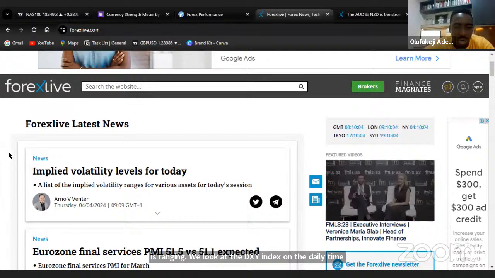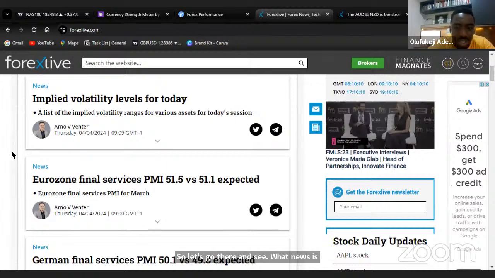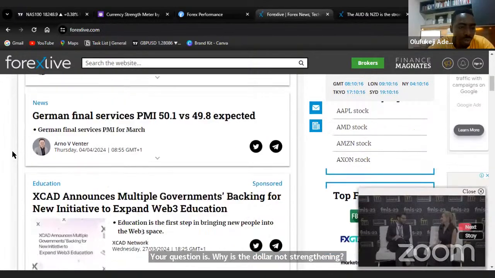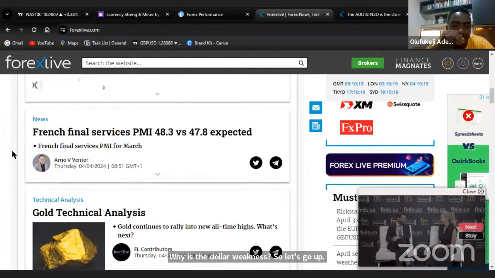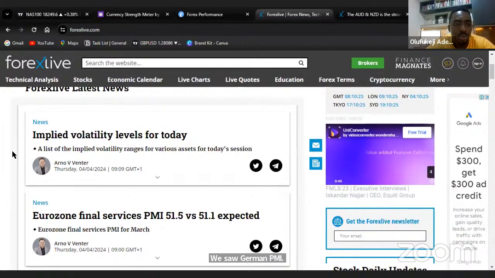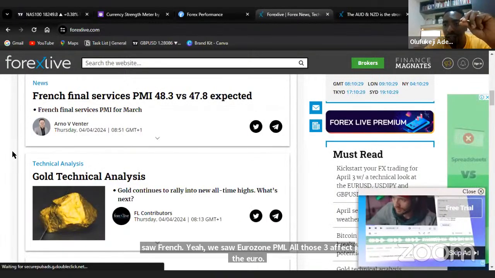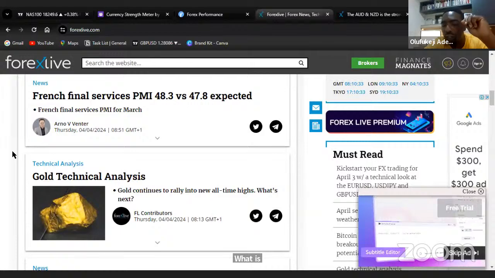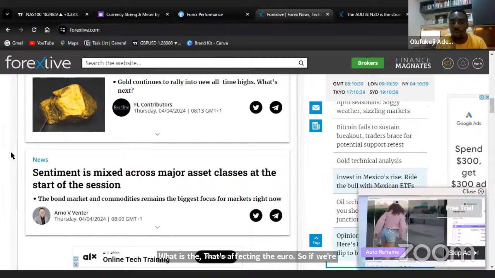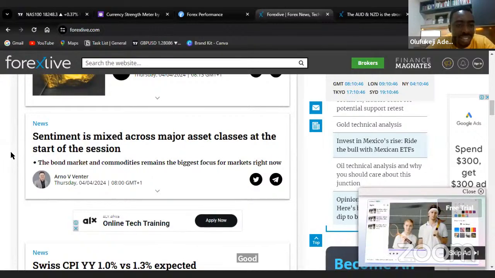So let's scroll down and see what news is saying about the dollar, because your question is about the dollar. Your question is, why is the dollar not strengthening? Why is the dollar weakening? So let's go up. Now, what are the headlines we're seeing? We saw German PMI. We saw French PMI. We saw Eurozone PMI. All those three affect the Euro Purchasing Managers Index. That's affecting the Euro. So if we're asking about the Euro, we would look at those headline news. It's now saying sentiment is mixed across major asset classes at the start of the session.